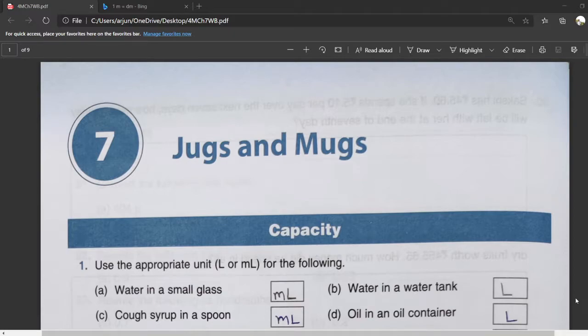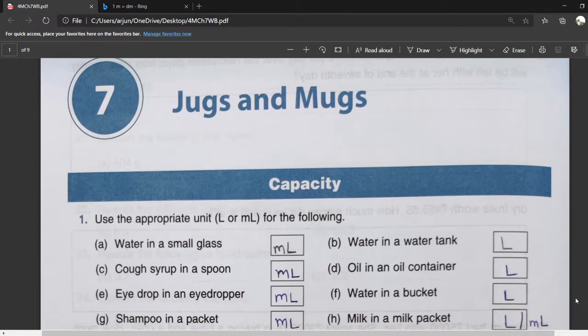Welcome to the online lecture of our class 4 Maths. In the last lecture, we completed chapter number 7, Jugs and Mugs, from the textbook. But today, we will see some of the question answers or some of the numericals from the workbook. So let's start today's lecture.